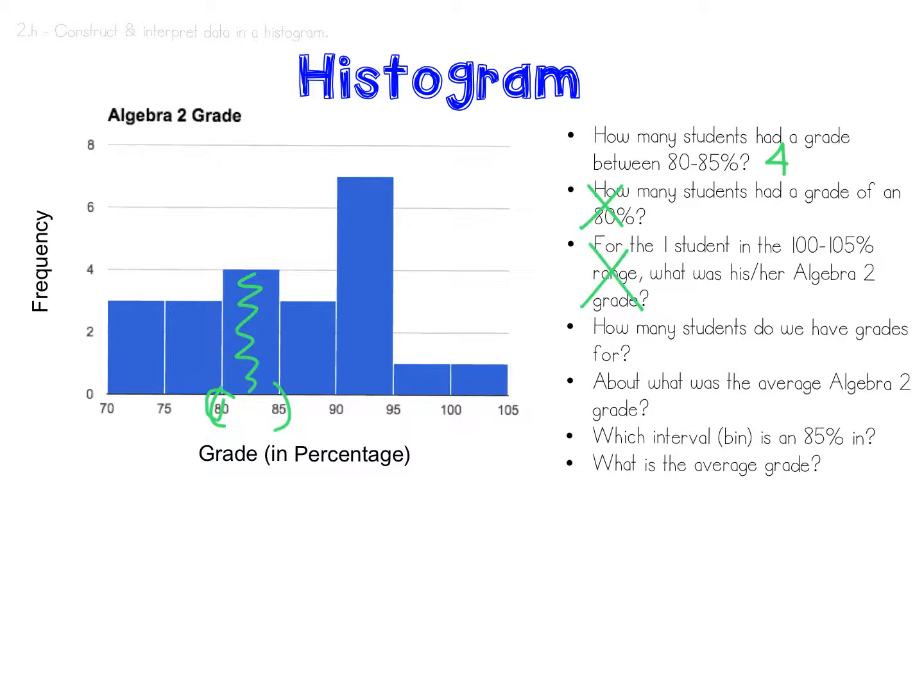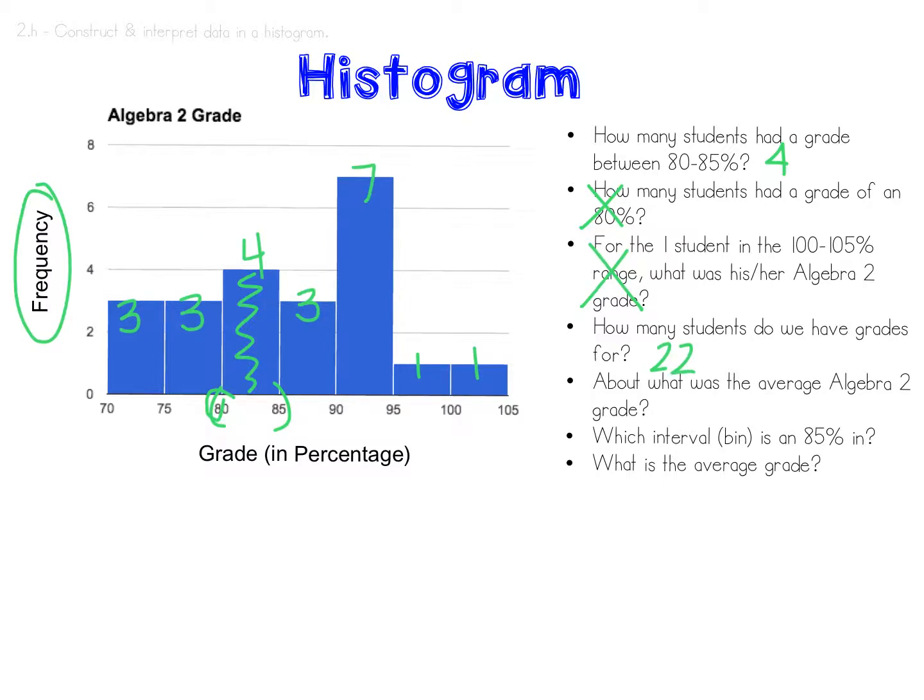How many students do we have data for? Well, since this is frequency and not relative frequency, a percentage, I can actually count up. So I see that there are 3 here, 3, 4, 3, 7, 1, and 1. And when I add those all up, I get 22.